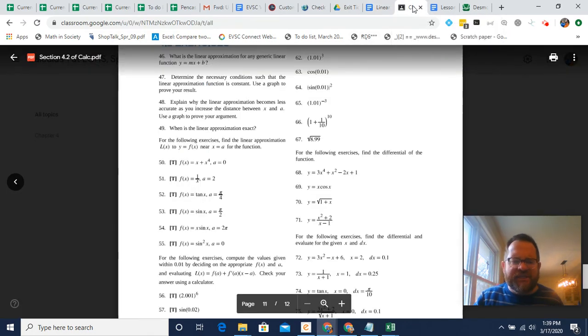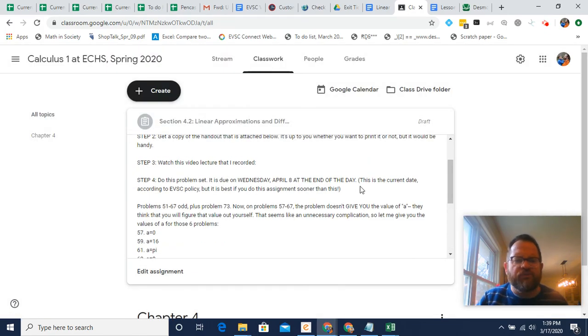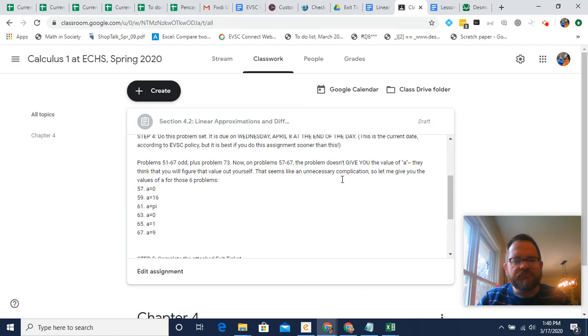All right, so let me go show you the assignment here. It is a little confusing how this works here. First off, I want to point out that this assignment is not due until Wednesday, April 8th at the end of the day. Remember, EBSC is giving us like 2 weeks to do these assignments in case you have family emergencies or internet problems or whatever. But I don't recommend really waiting that long. I think that would serve you.